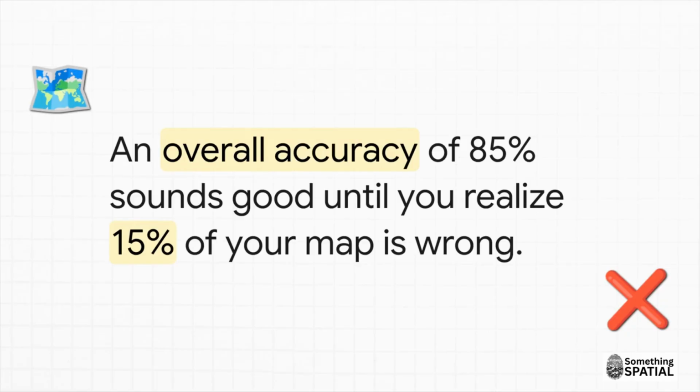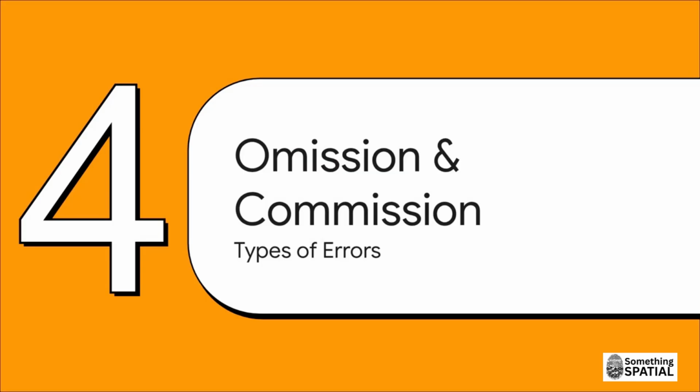Say you have tons of easily identifiable forest, but just a tiny ecologically vital sliver of wetlands. Your algorithm might ace the forest classification, completely bomb the wetlands, and still walk away boasting an 85% overall accuracy. To see those hidden flaws, we head to part 4, omission and commission errors.